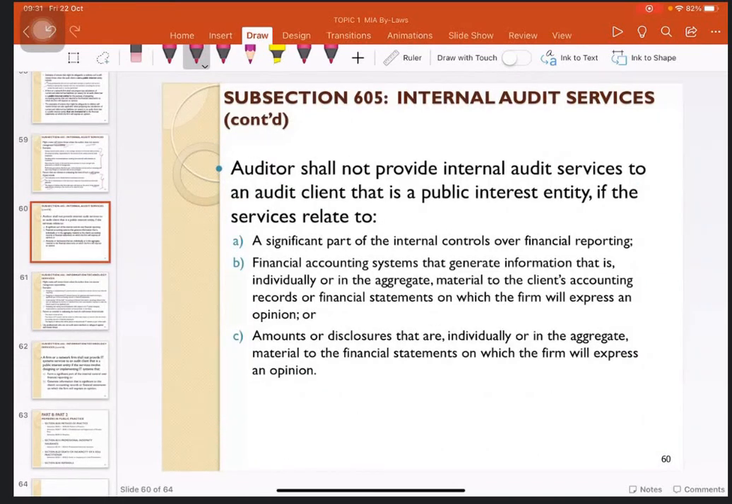Okay. This one adalah auditor shall not provide internal audit services to an audit client that is a PIE, public interest entity, if the service relates to the following. Untuk PIE, you tak boleh provide internal audit services on this following. Untuk PIE saja ya. PIE adalah public interest entity. Public interest entity adalah public listed company lah. Okay, untuk private company tak ada masalah. Okay, faham ya kelasnya apa beza PIE dengan private company?